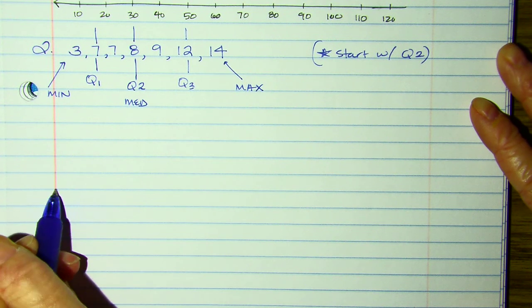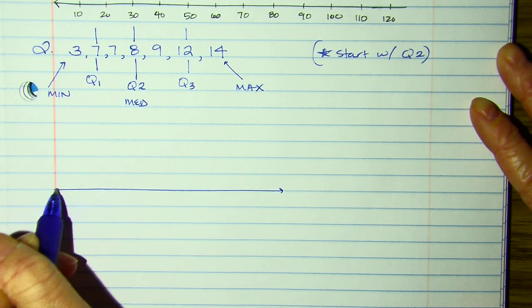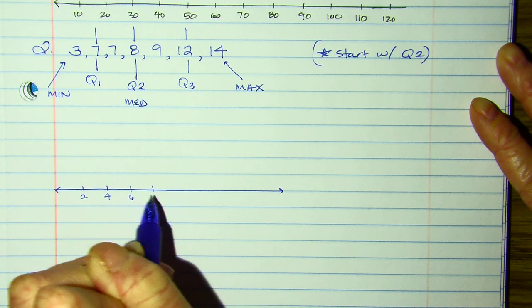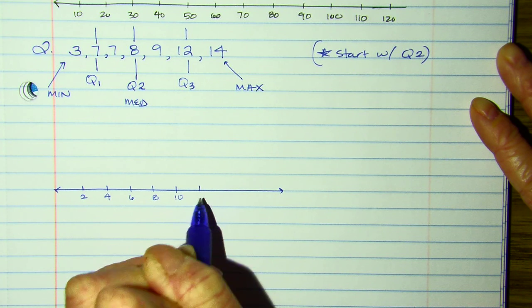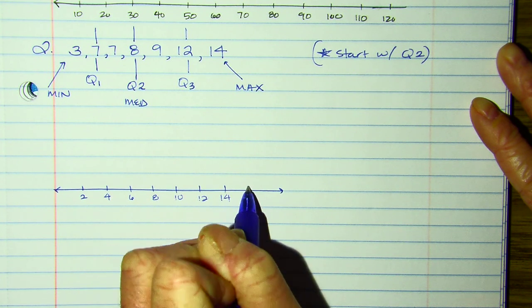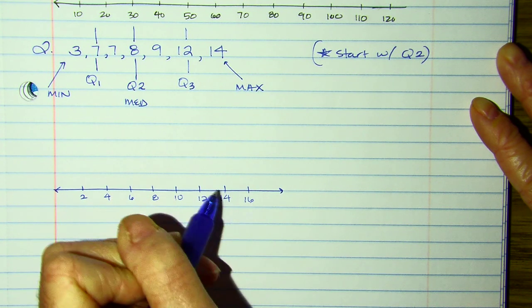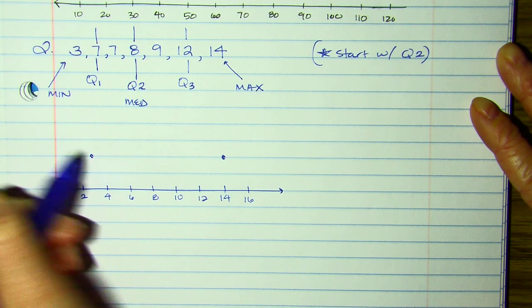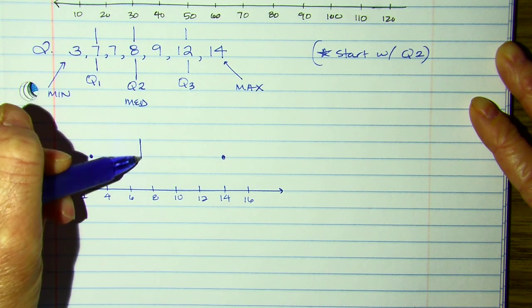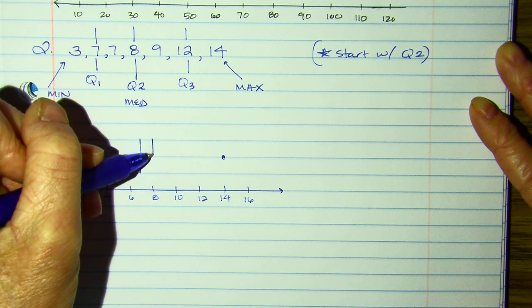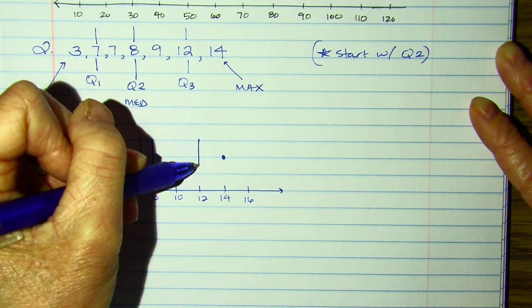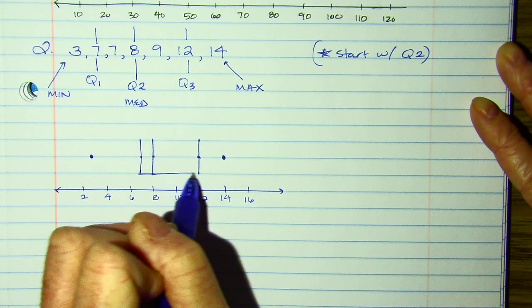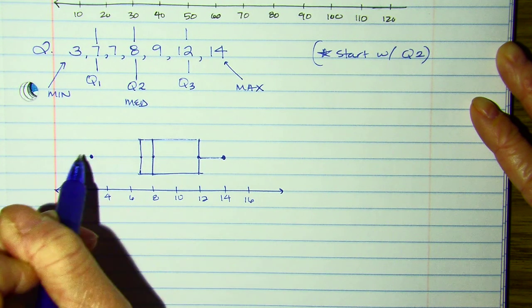So let's draw our number line. It's going to be much smaller. So I'm going to go 2, 4, 6, 8, 10, 12, 14, 16. So 14 is my maximum and 3 is my minimum. I should have a quartile at 7, at 8, and at 12. So I drew lines just like I did up here. So the lines form the box, and then there are my whiskers.